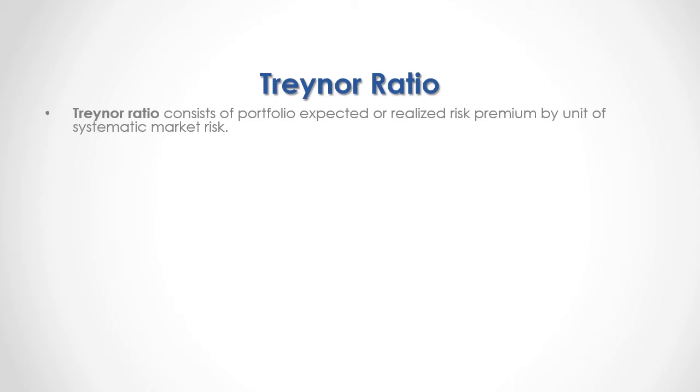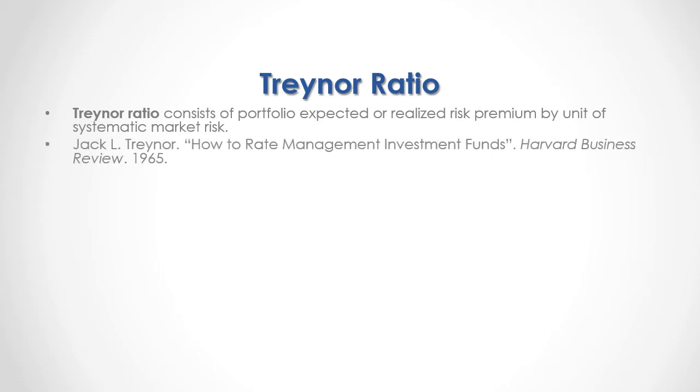Treynor ratio consists of portfolio expected or realized risk premium by unit of systematic market risk. For full reference, I recommend that you read Jack Treynor, How to Rate Management Investment Funds, published by Harvard Business Review in 1965. As a formula, we have the ex-ante or expected portfolio returns Treynor ratio, which is equal to, and within the numerator, we have the expected risk premium as the difference between portfolio returns minus the risk-free rate of return, which is then divided by the portfolio's expected market beta.